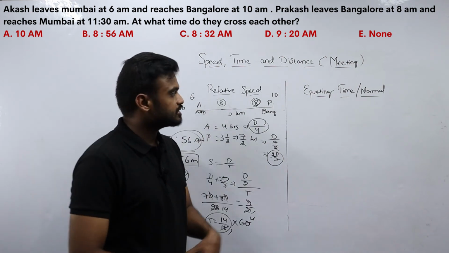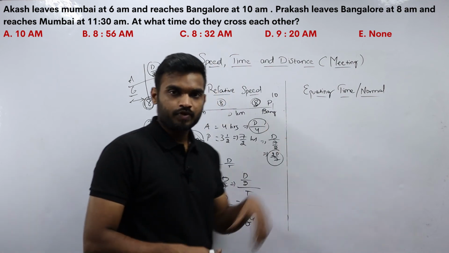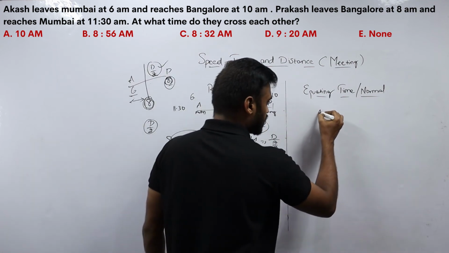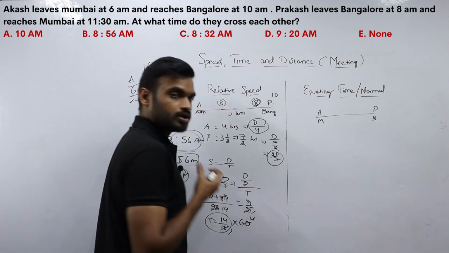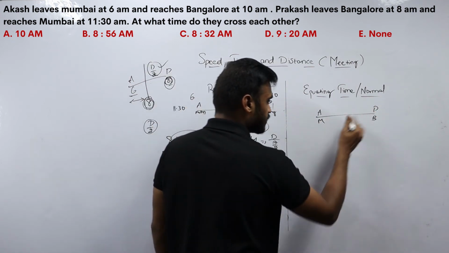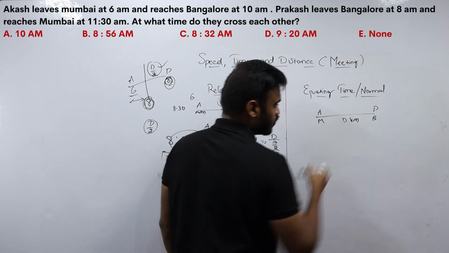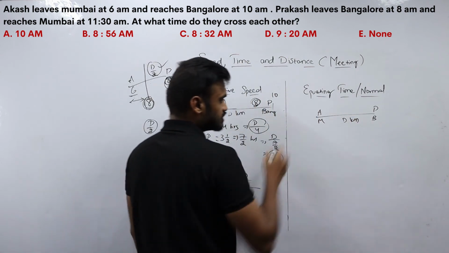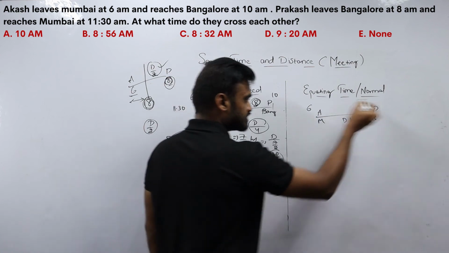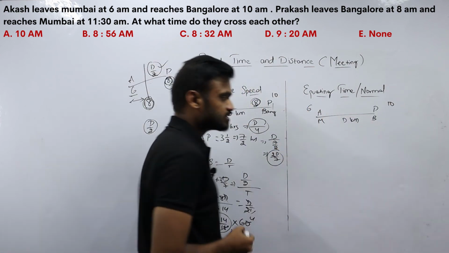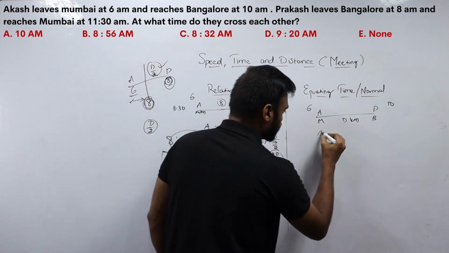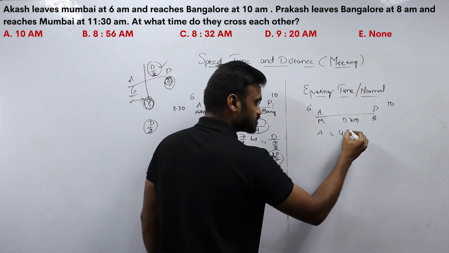Now let's see how to solve the same problem using the equating time method. See here, Akash is starting at Mumbai and Prakash is starting at Bangalore. Let's assume the total distance between Mumbai and Bangalore is d kilometers. Akash is starting at Mumbai at 6 am and reaching Bangalore at 10 am. What is the total time taken by Akash to cover the total distance? That is 4 hours, right? So Akash will complete the total distance in 4 hours.